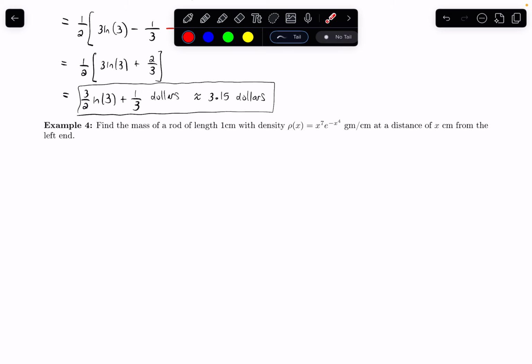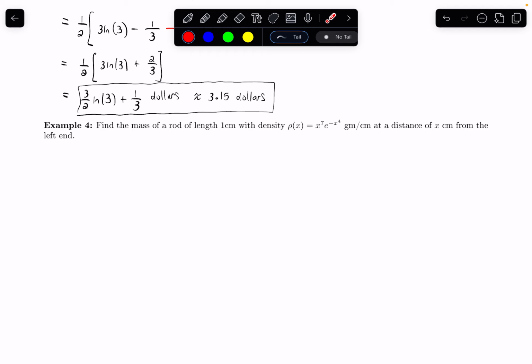That is super important. That's kind of one of the biggest goals of our class. Can we get to the point where we're comfortable recognizing what method we use to do an antiderivative, and then how do we actually work out what it is? So this one says, find the mass of a rod of length 1 centimeter with a density rho of x equals x to the 7 times e to the negative x to the 4th grams per centimeter at a distance of x centimeter from the left end.